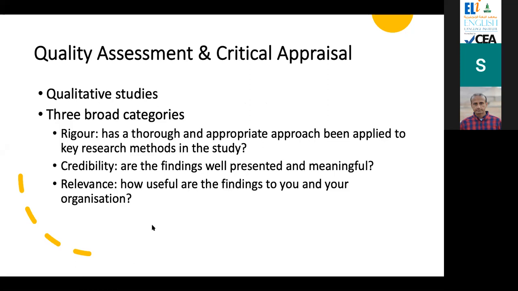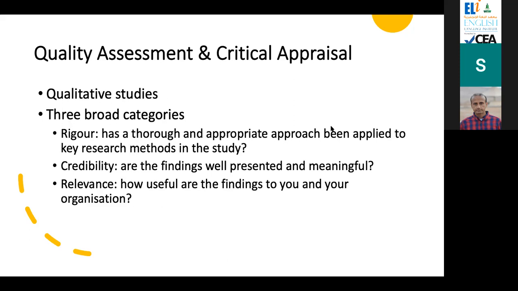Now look at the quality assessment and critical appraisal. Quality assessment is of the studies, like are we only looking into qualitative studies or quantitative studies? And of course, both types of studies have their own quality assessment. For example, rigor is there in qualitative studies, and quantitative studies generally deal with validity and reliability. So we need to keep these things in mind when we are looking at the level of rigor or validity and reliability criteria.